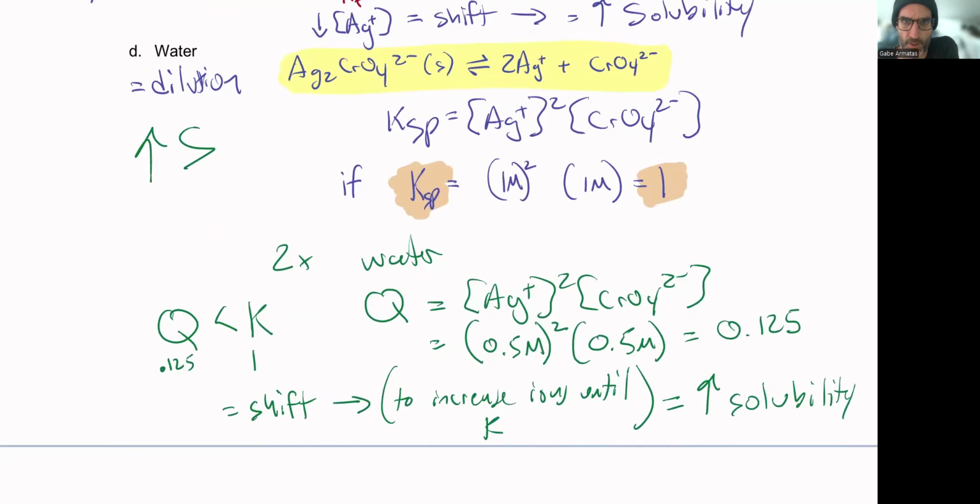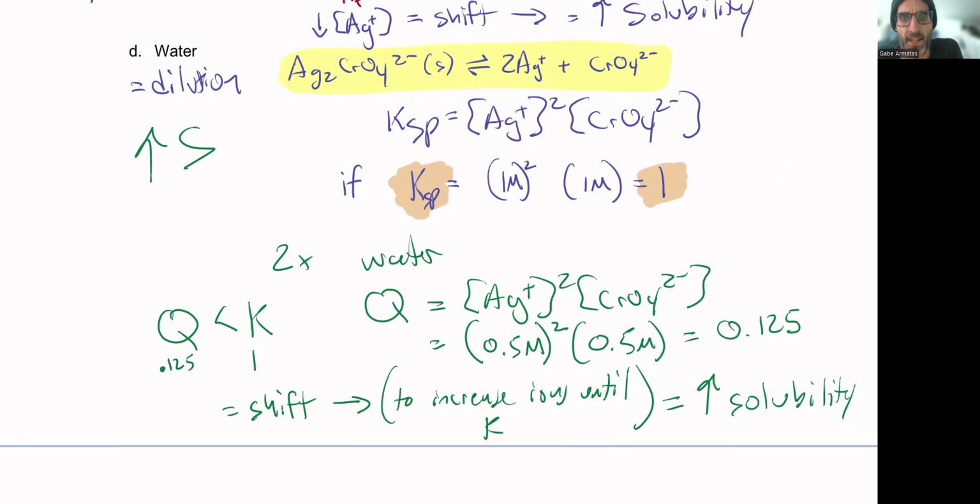If you had a bunch of, I don't know, sugar and water and you added some more water, more of the solid sugar would dissolve, right? Or more of the salt would dissolve. That makes sense. But this is the actual reasoning: it's because of a shift in Q, because of the dilution, not because of a change in K.